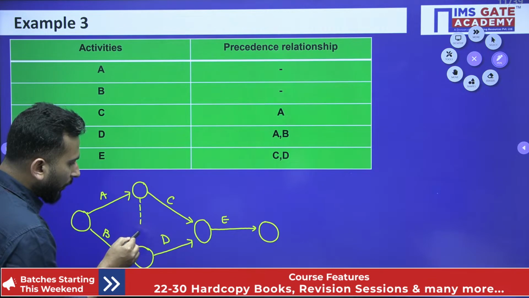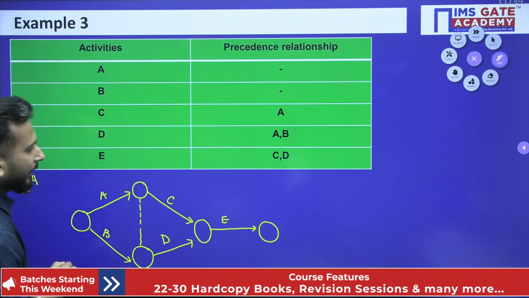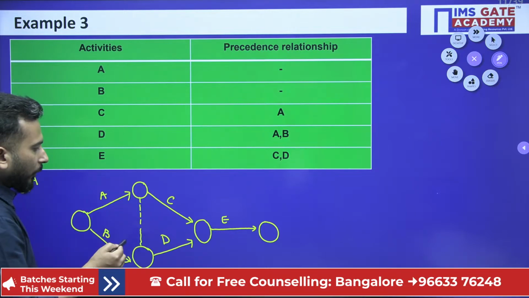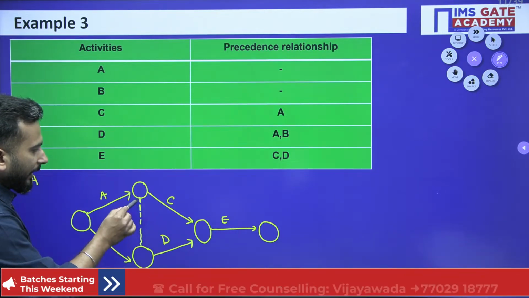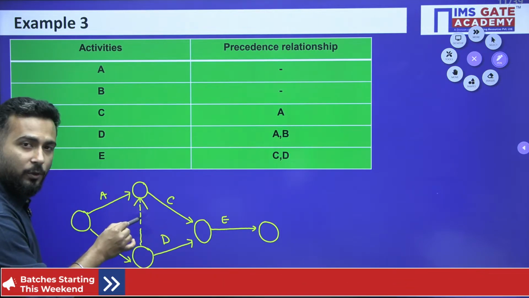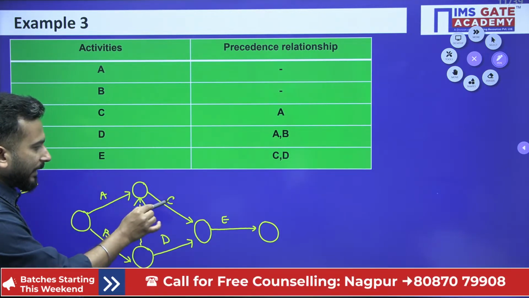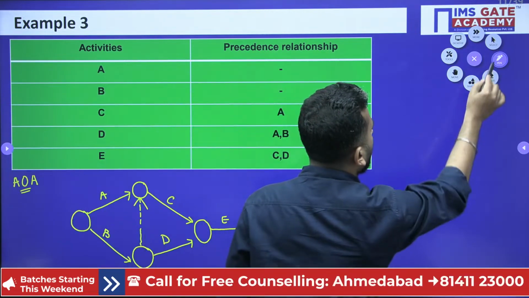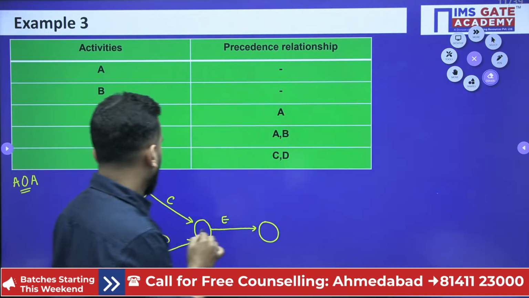So I will draw it with a dotted line. So the arrow also plays a very important role over here. If you show the arrow in this way, this is wrong. This is not allowed. Why? Because then C will have a dependency of A and B. So this is wrong.